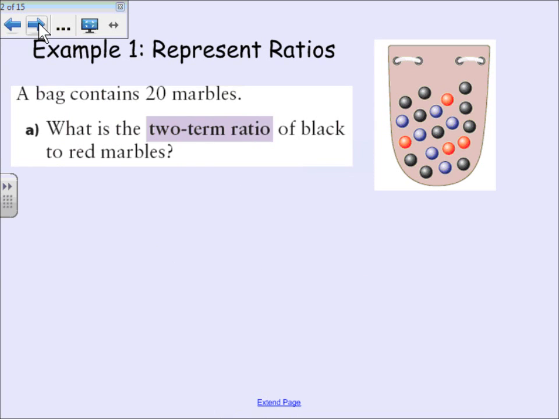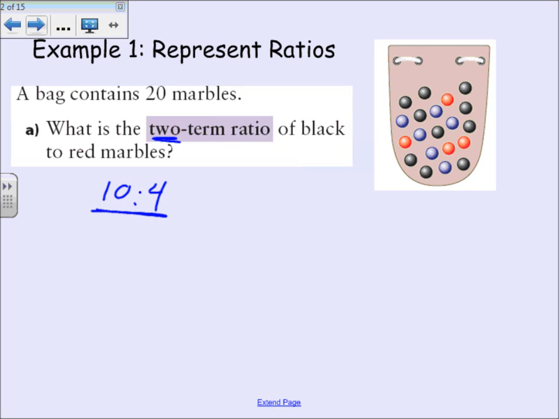For the examples, please pause them and do them at home on your own, and then unpause them and see if you can get them right. So, to represent the ratio, what is the two-term ratio of black to red marbles? 2 terms, black to red. There are 10 blacks and 4 reds. Hopefully you can see that at home.